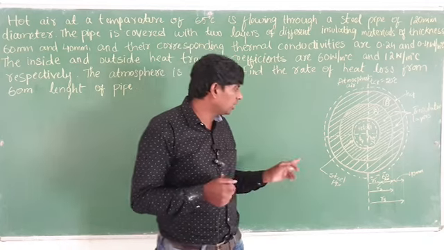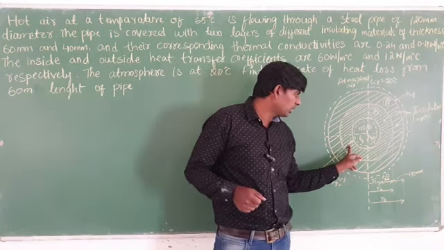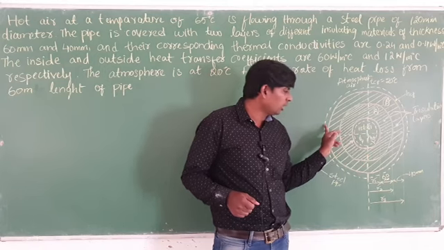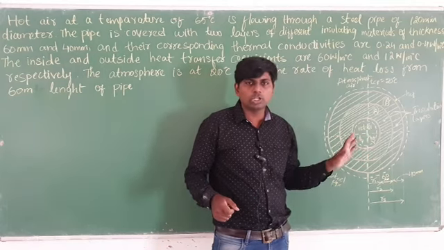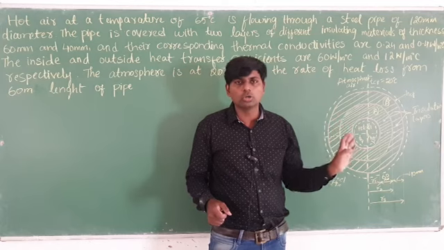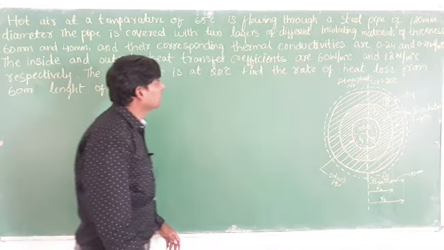So as you can see here, this is conduction, this is conduction, and here convection is there and here convection is there. The diagram will not be given, you have to draw the diagram. I will tell you how to draw it. So first I will read the question.